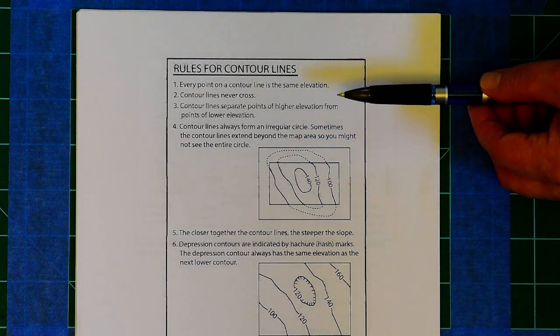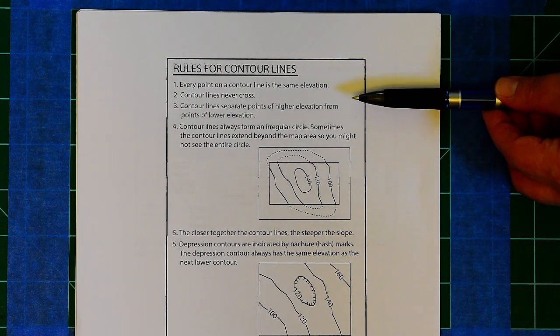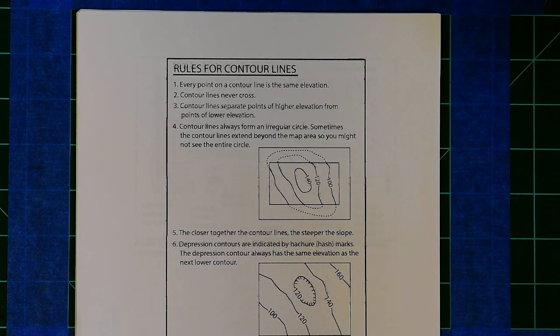Now, the contour lines can never cross because you can't have a point on Earth's surface that's multiple elevations. Every place on the surface has one single elevation, so the contour lines never cross.